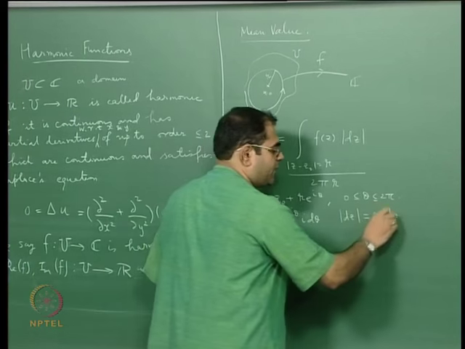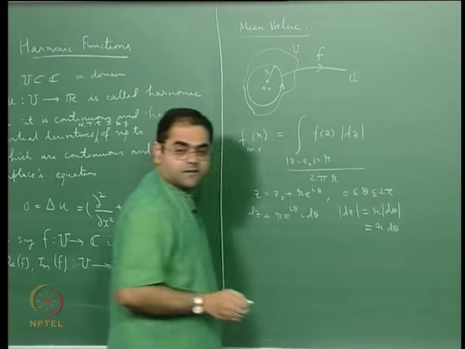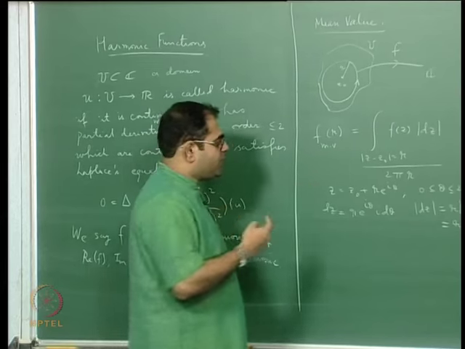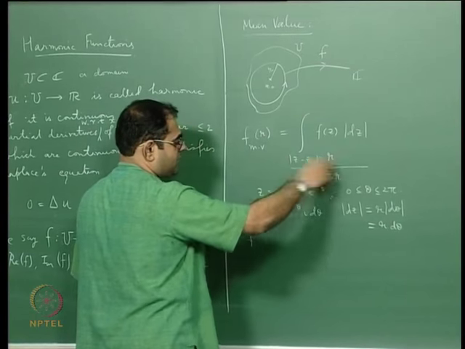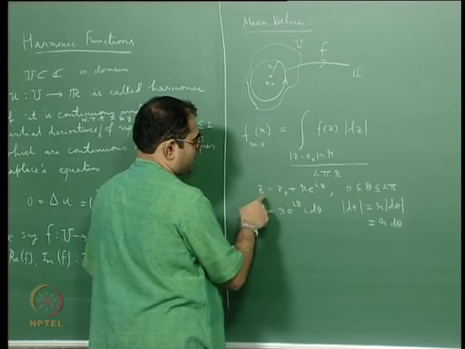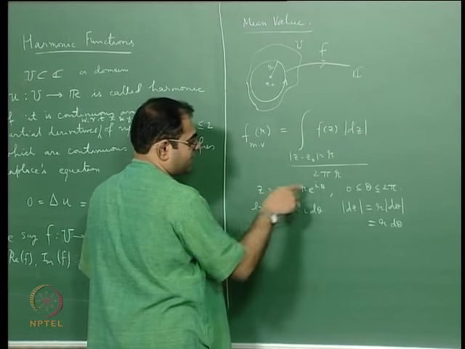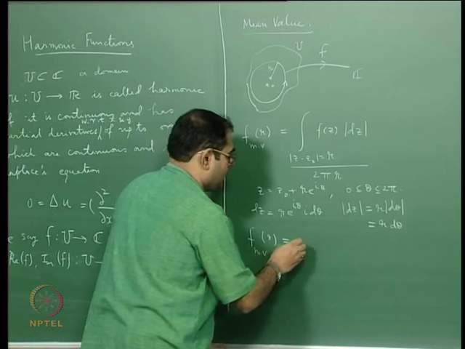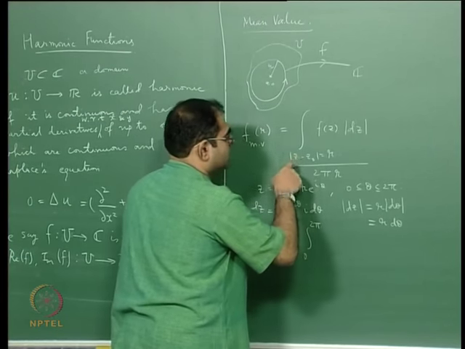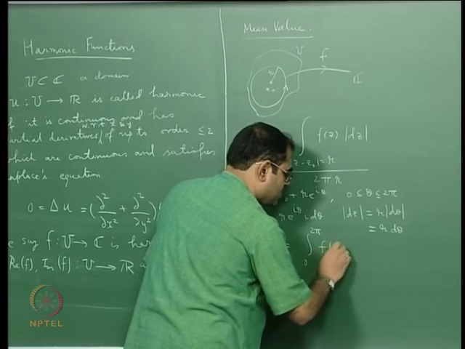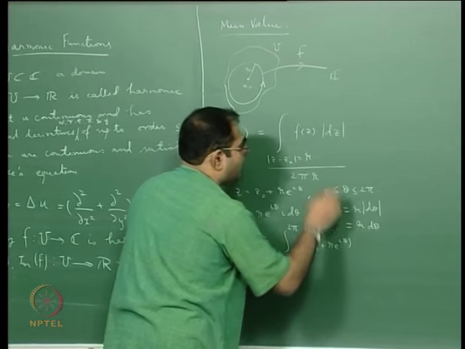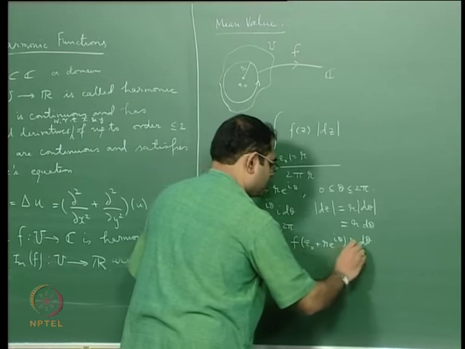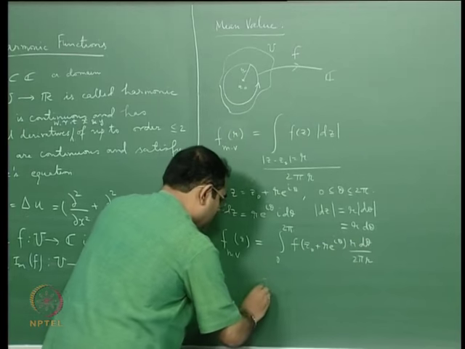in fact, I will get r mod d theta if you want, and I can write it as r d theta, because if I take theta to be increasing, then the change in theta, d theta, is also positive. So if you substitute, if you change this integral in z into an integral in theta, what you will get is the mean value of f over r: the integral from 0 to 2 pi, since theta varies from 0 to 2 pi, of f of z naught plus r e to the i theta, and mod dz is going to give me r d theta. And of course I will have a 2 pi r, so it also has this expression.